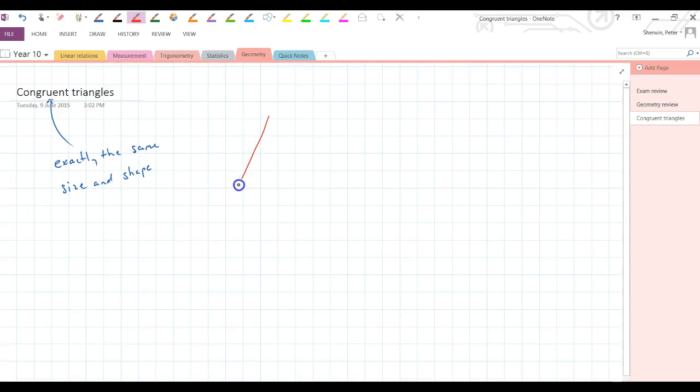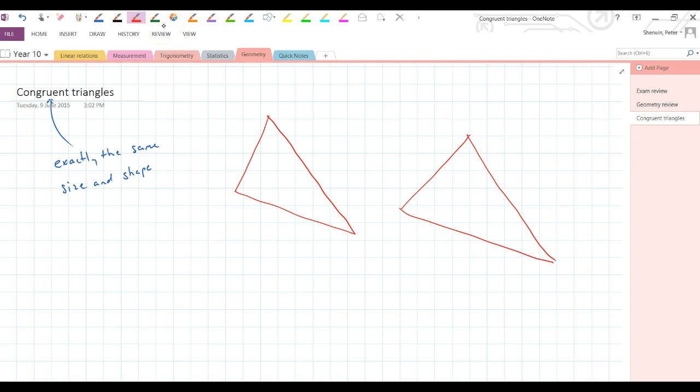So let's have a look at what this means. If two triangles are congruent, let's just have a look here. If I draw a triangle there, and then maybe we'll draw in a different orientation just to mix things up a bit. But let's say that these two triangles here are congruent. Therefore, what we can say is that the corresponding sides match up. So that side there corresponds to that side there. That side there corresponds to that side there. That side there corresponds to that side there. Okay, so they're congruent, means that all the sides are corresponding sides.